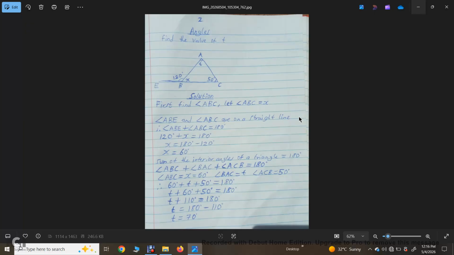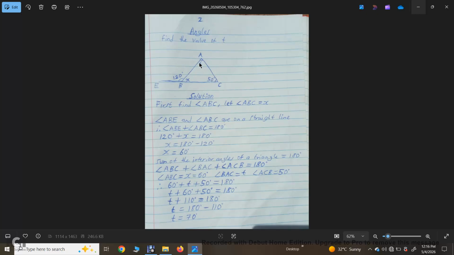Today, we're going to study something about angles in geometry. Example 1: find the value of t in the figure below. Here, this angle is t, this angle is 50 degrees, this angle is x, and this angle is 120 degrees. The question says find the value of t.